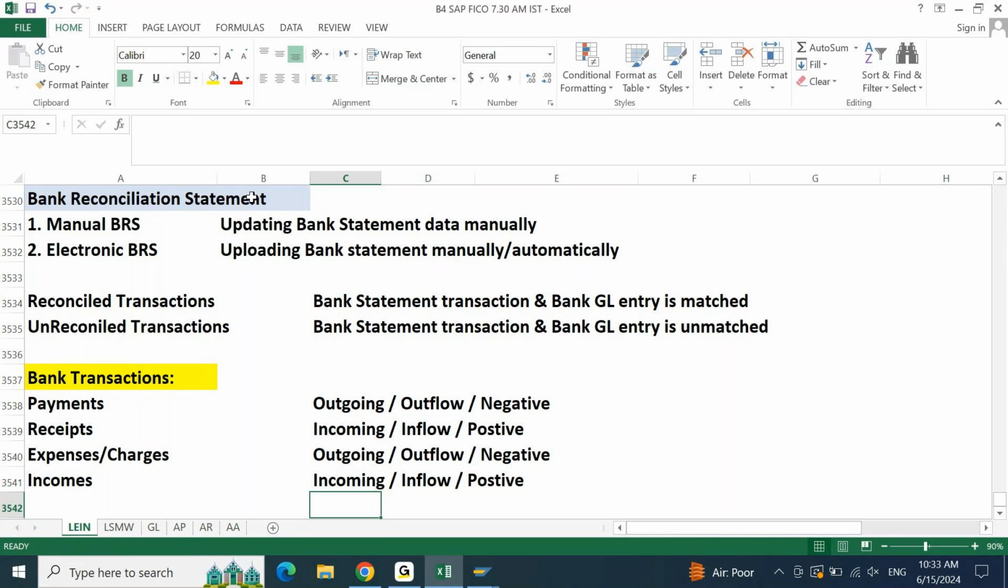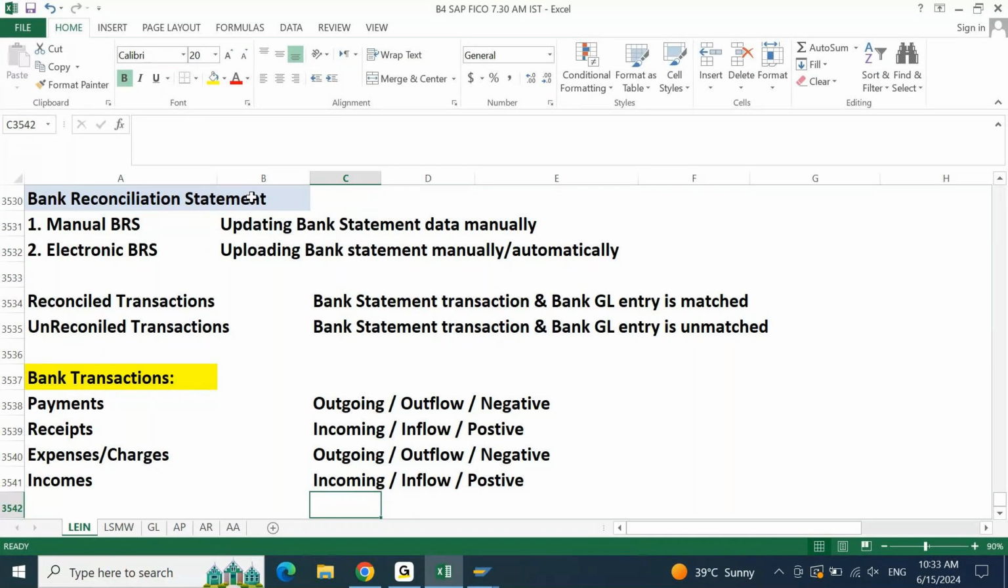In order to match the bank statement with the bank GL account, you need to have a clear understanding of the transactions that are happening in the bank account. The same bank transaction is represented in two ways. One is your bank GL account in your SAP. Another one is your bank statement from the bank side.